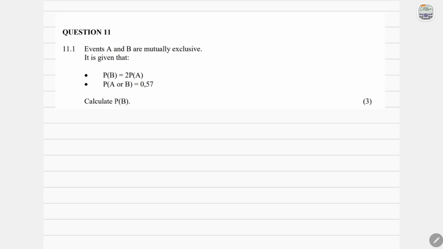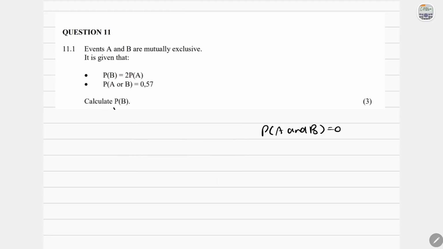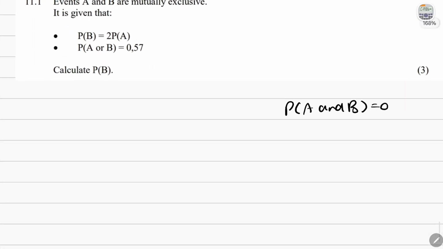Question 11.1 says, events A and B are mutually exclusive. So if they're mutually exclusive, then it means that these circles will not intersect. And so because we don't have an intersection, the probability of A and B is equal to 0. Then they tell us that the probability of B is twice the probability of A, and the probability of A or B is 0.57. So let's go ahead and find the probability of B using this information that we have.